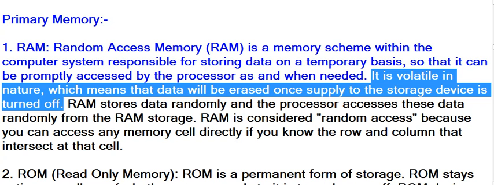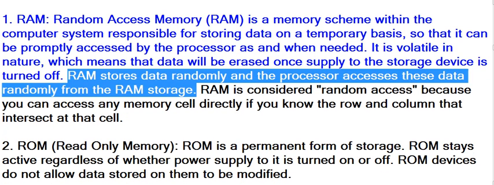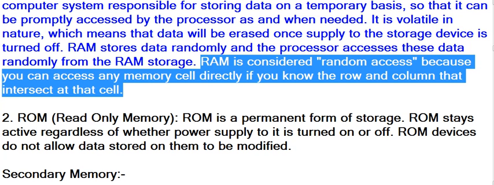It is volatile in nature, which means that data will be erased once the supply to the storage device is turned off. RAM stores data randomly and the processor accesses these data randomly from the RAM storage. RAM is considered random access because you can access any memory cell directly if you know the row and column that intersect at that cell.